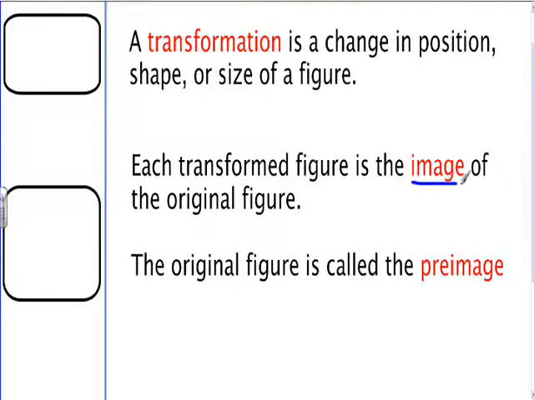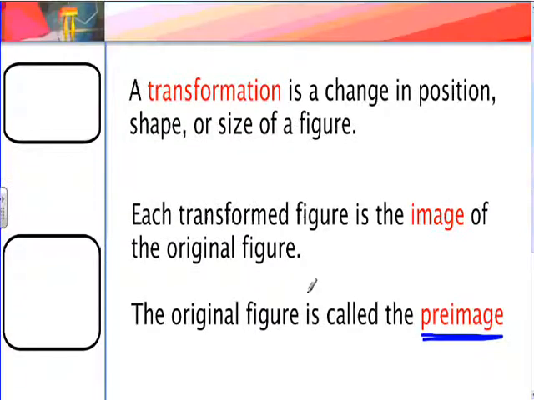Once we have that transformed figure, once we change it a little bit, that new figure is called the image. It's kind of like when you take a picture of somebody, that picture is an image of the actual person. The actual person we would call the pre-image. So this is the figure before we do any transformation, we call the pre-image.